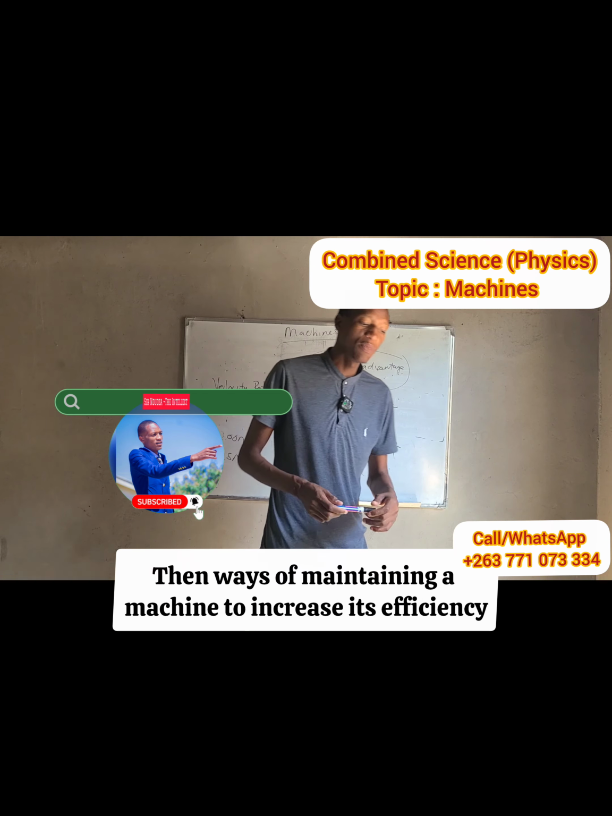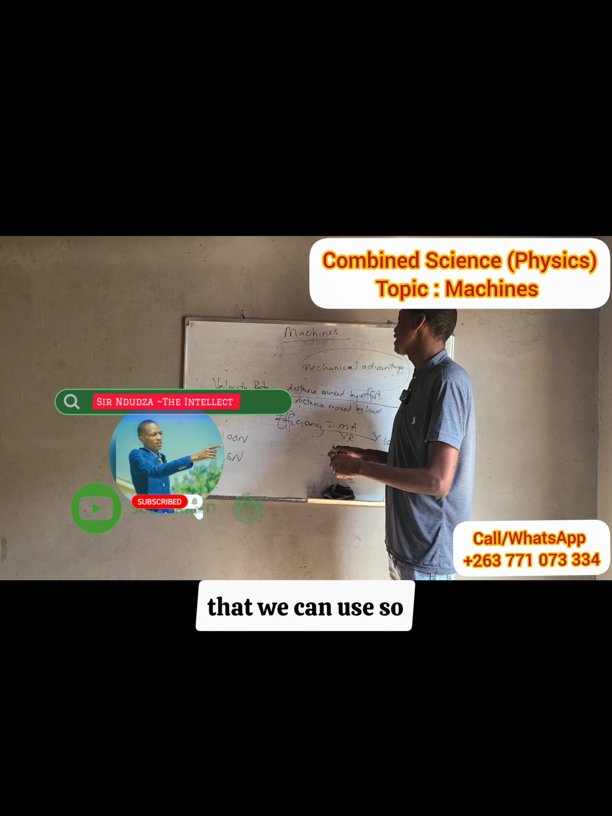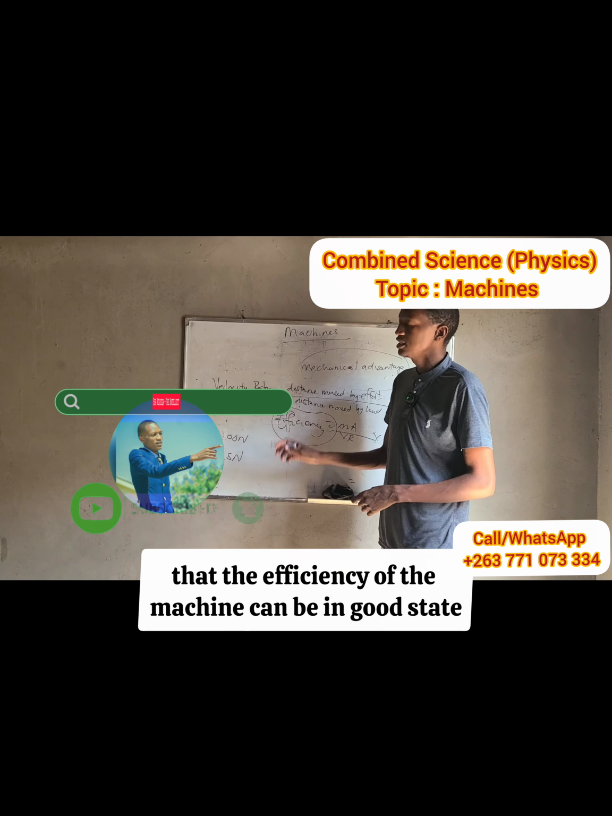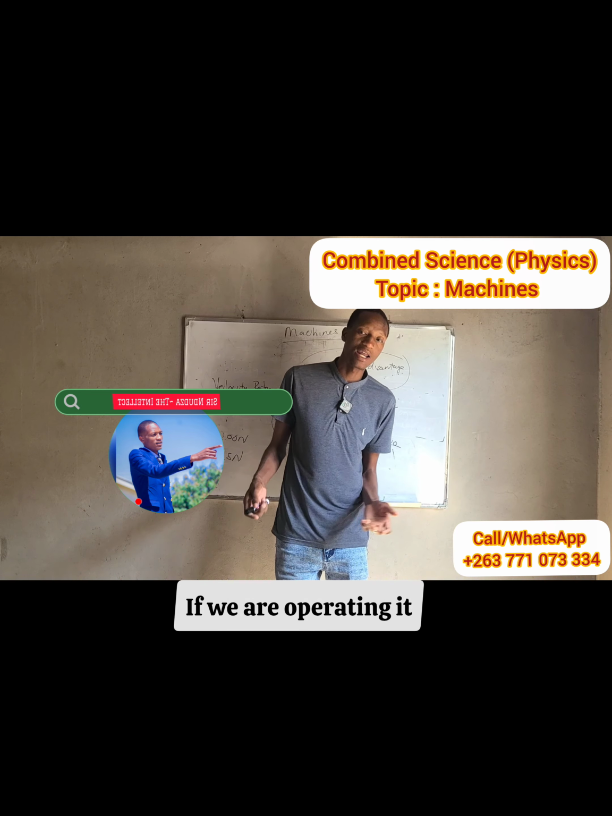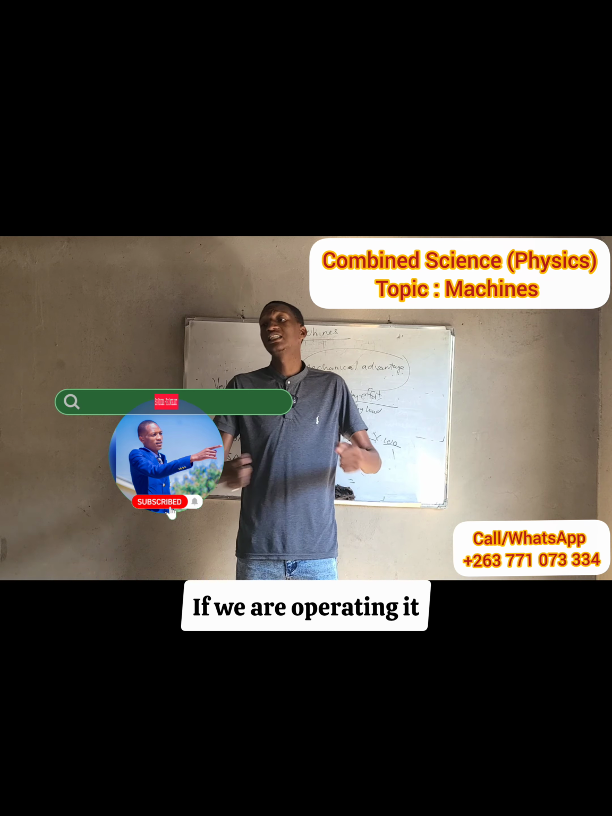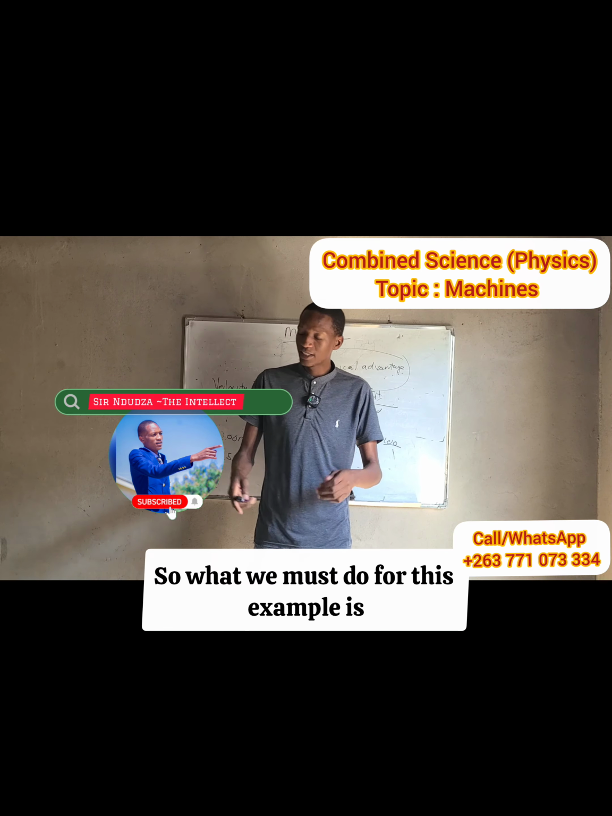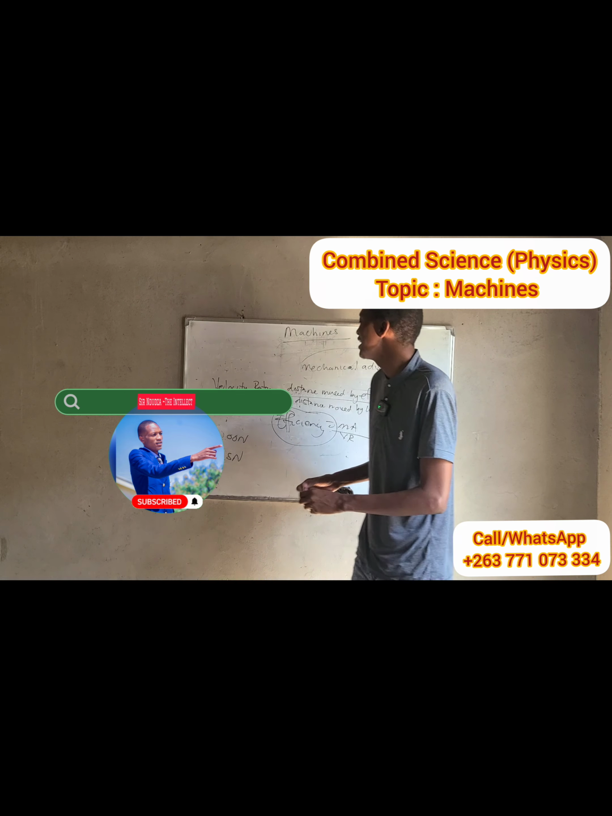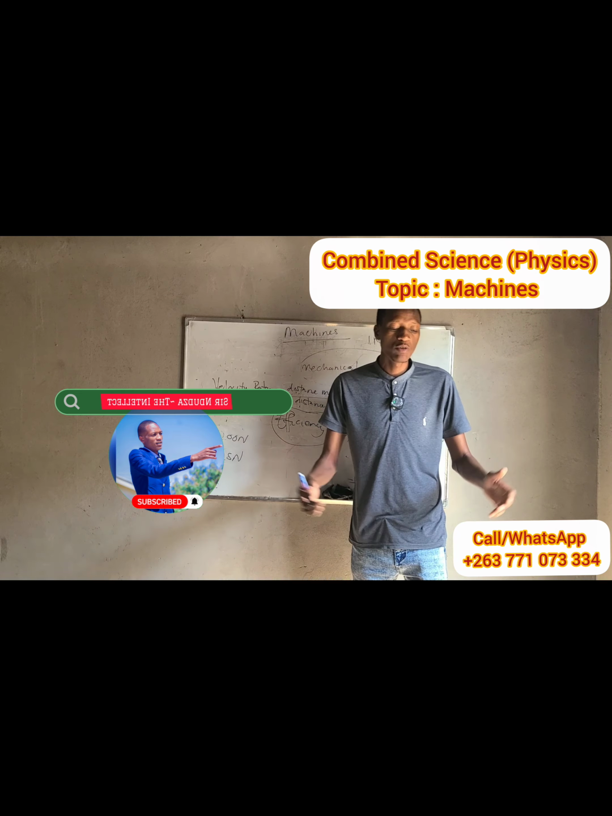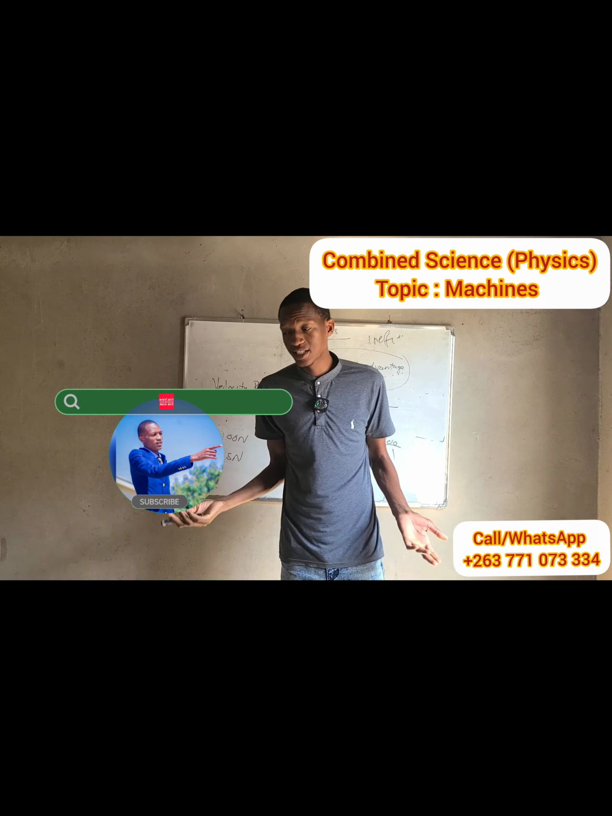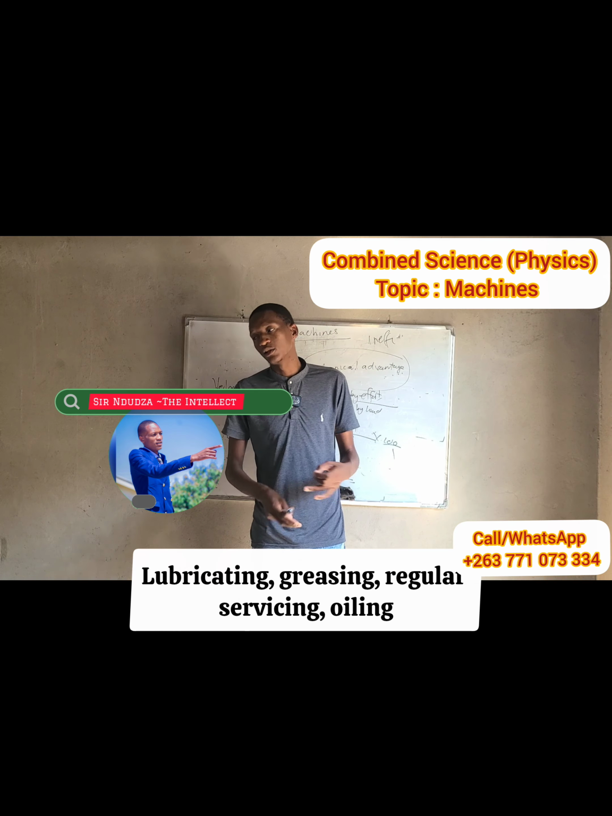Then ways of maintaining a machine to increase its efficiency. What are the methods that we can use so that the efficiency of the machine can be in good state? Kana chiti efficiency of machine kuti zvakafanana nebhara. Makambona kune bhara rekuti kana uchiri pusha richita noise, rikuti tswi richita noise andika. Bhara kana ratodaro kureva kuti rava inefficient, harisi kushanda zvakanaka. Saka what we must do, tofanira kuisa lubricating kana kuti greasing, kurisa grease.